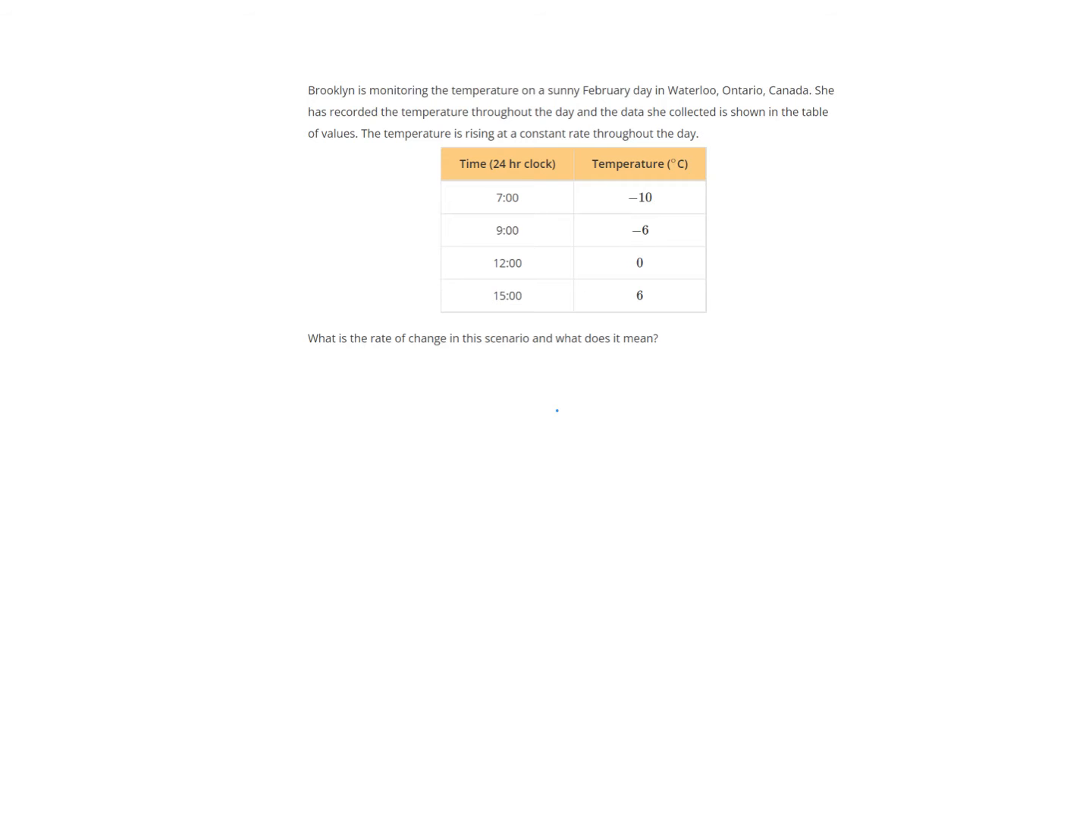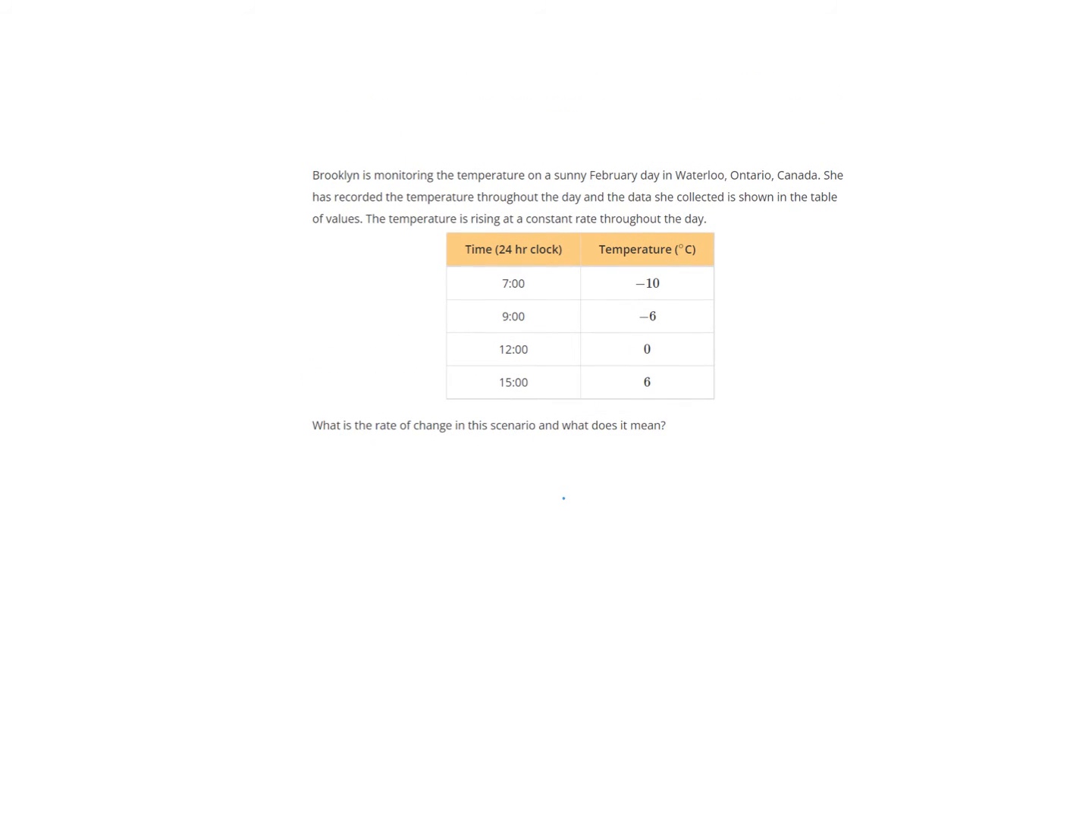Okay, here we have another table of values. It is temperature at a certain time of day, and we want to know the rate of change. So when we look at rate of change, we want to look at two things. We want to look at how the independent variable is changing.